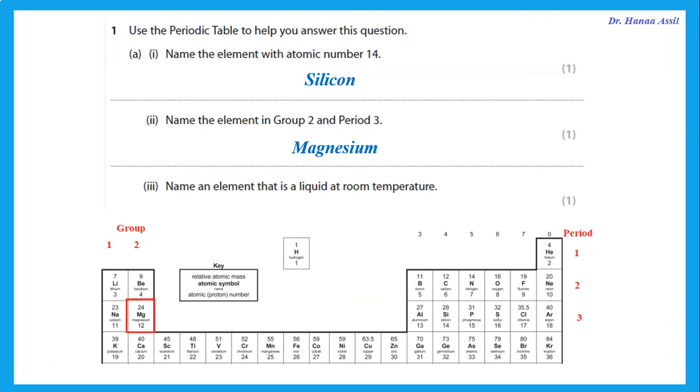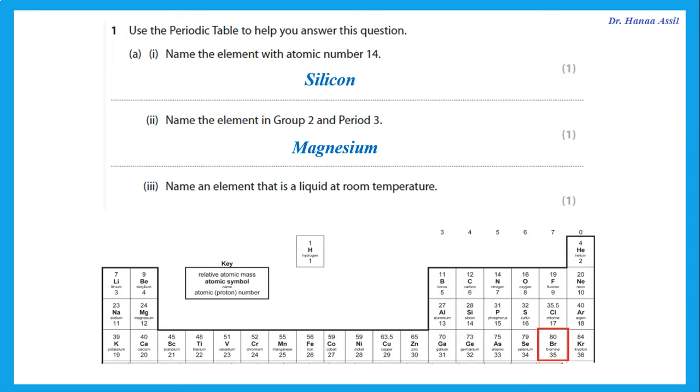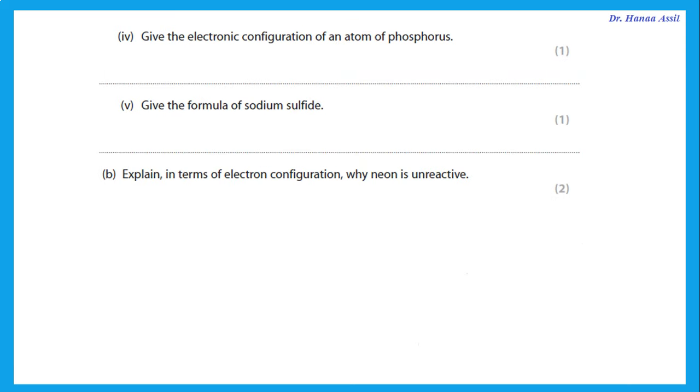Name an element that's a liquid at room temperature. Which element is a liquid at room temperature? Remember, we have only 2 liquids in the periodic table. The only liquid non-metal is bromine, and the liquid metal is mercury. Everything else is either a solid or a gas.